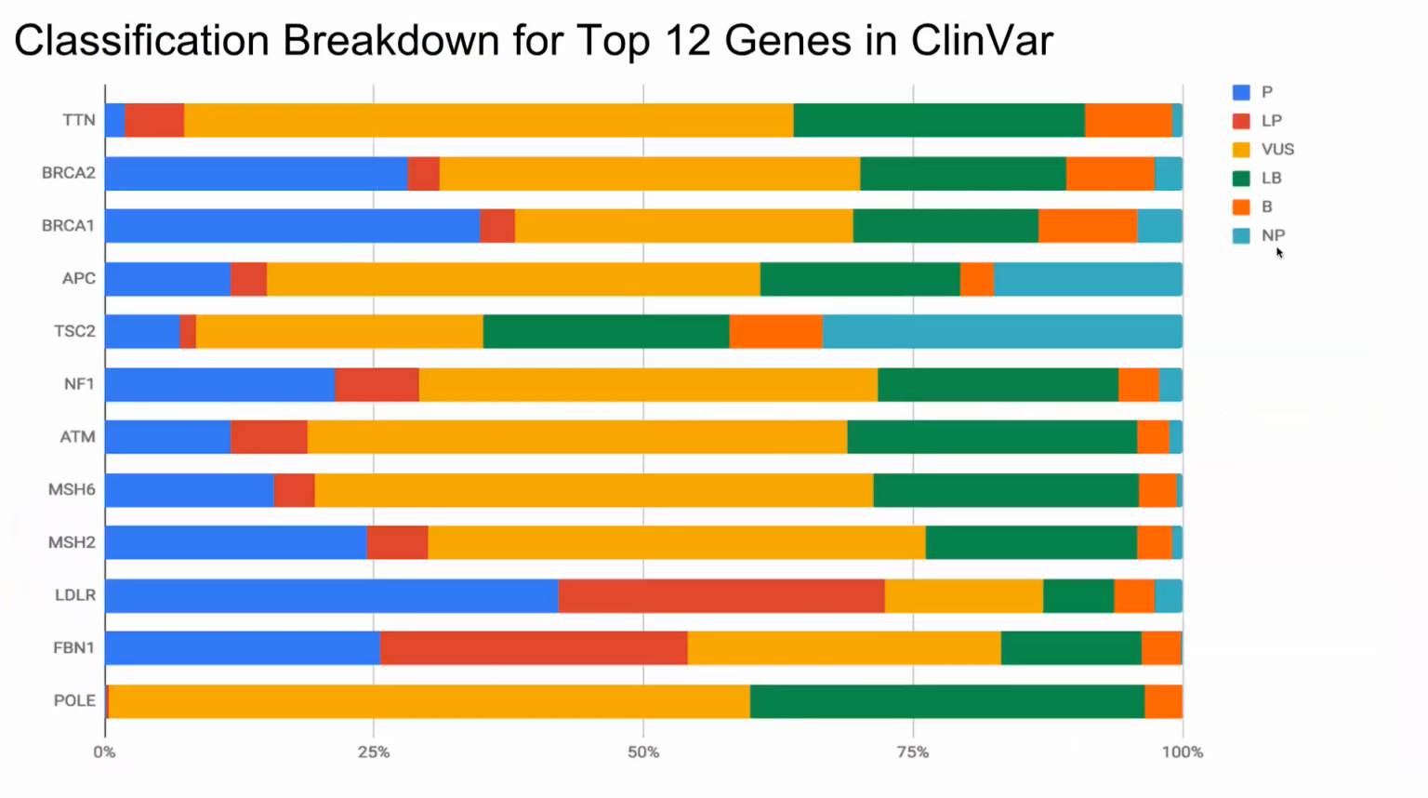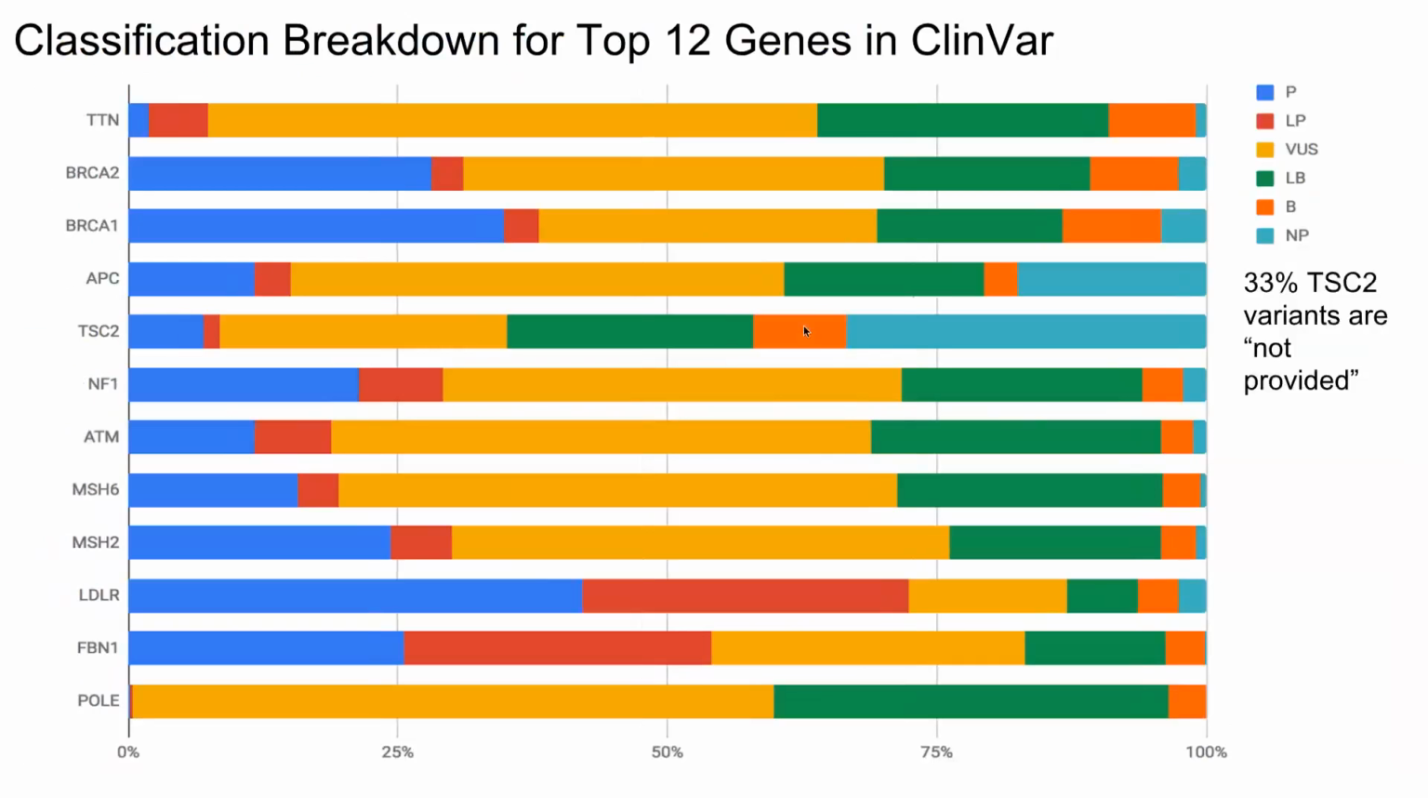So you can see, again, these are the 12 genes that have the most variants in ClinVar. But you can see that they differ wildly in the breakdown of their classifications. So, for example, even though TSC2 is on the list of having one of the highest numbers of variants in this gene, over 33% of all the variants in this gene actually have a clinical significance of not provided. So that makes it a little more tricky to gather any information about these variants if there's not any classification or information about them.